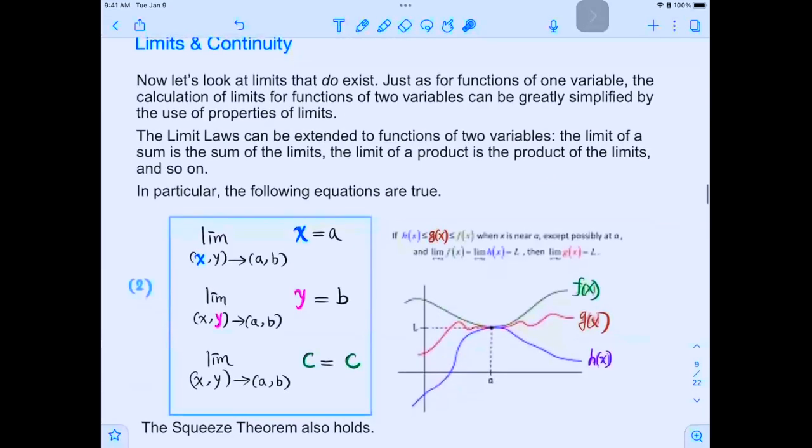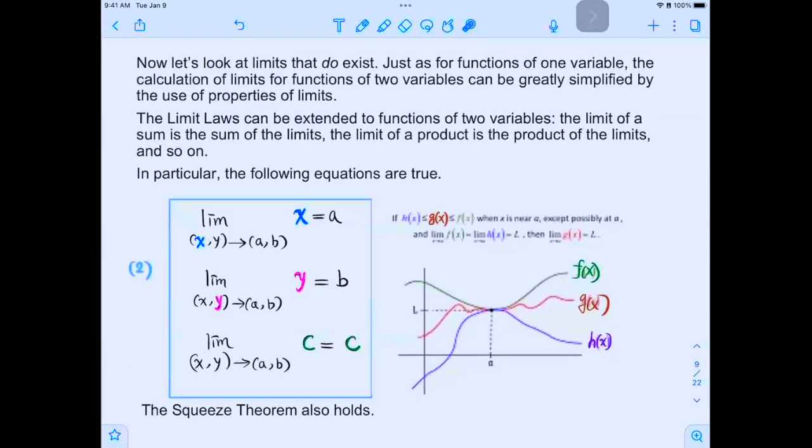This one here is a little bit different from the one that we had before. Before, we only had the left-hand limit and right-hand limit. Now you can have limits from different paths, and they all have to go to the same limit in order for the limit to exist.